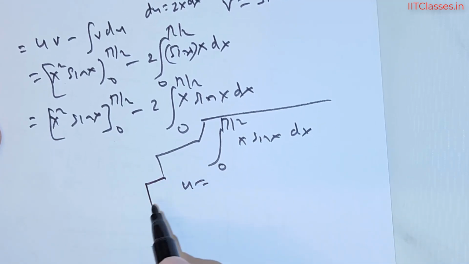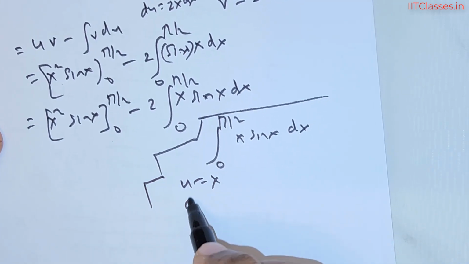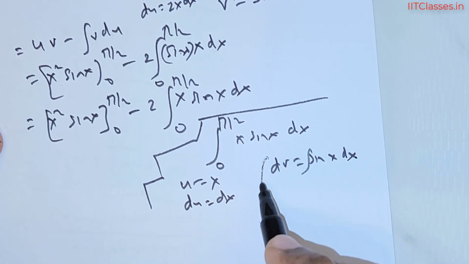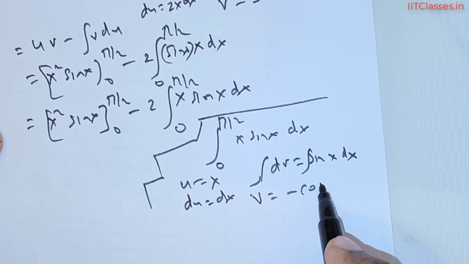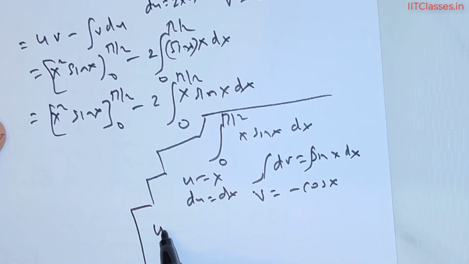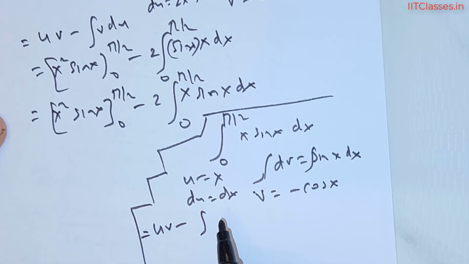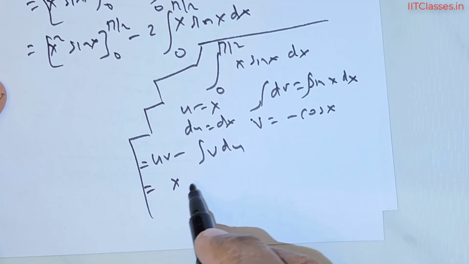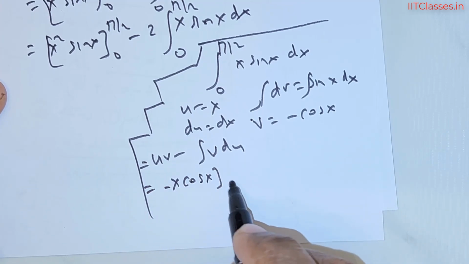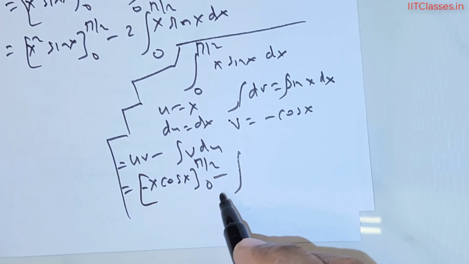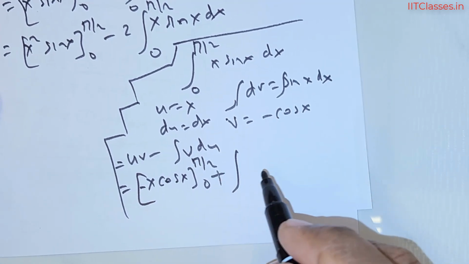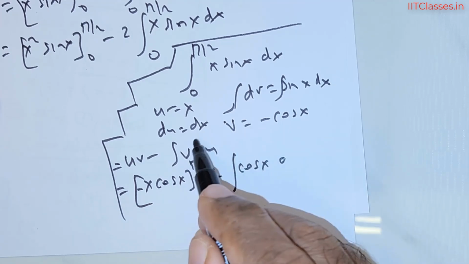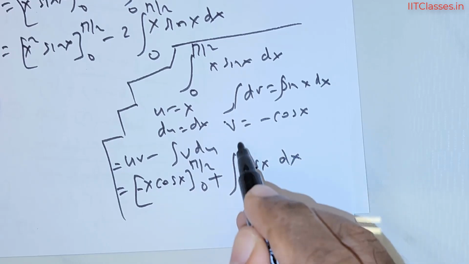I'm going to apply integration by parts. u is equal to x, du gives me dx, dv is sin x dx, and integrating this, I get v equal to negative cos x. So applying the formula, uv minus the integral of v du, my u is x, my v is negative cos x, with limits 0 to pi over 2, minus the integral of negative cos x, which becomes positive, cos x times dx, with limits 0 to pi over 2.